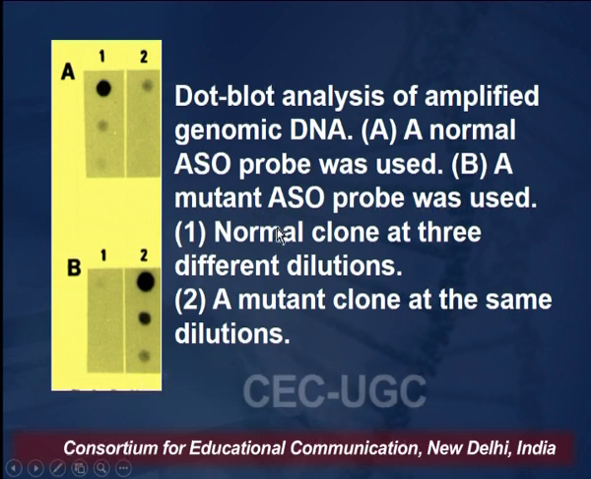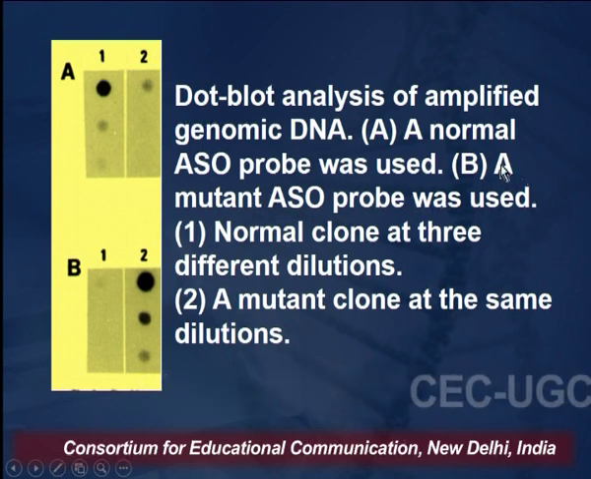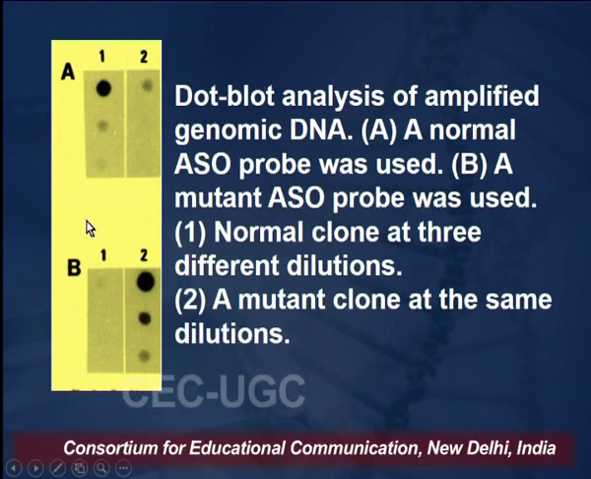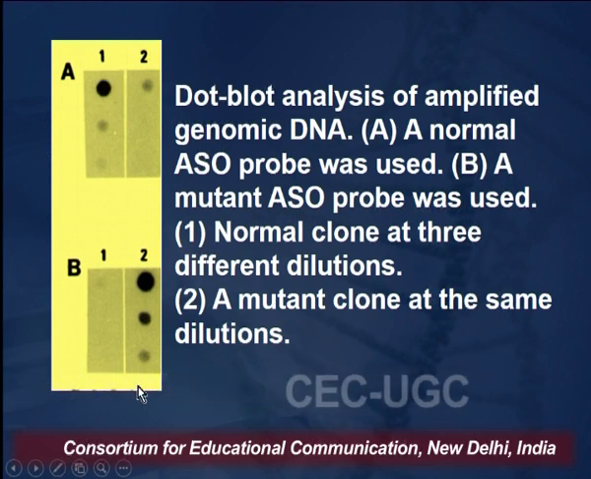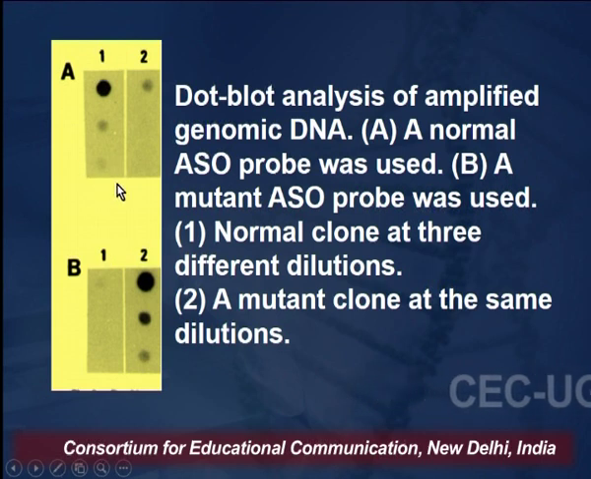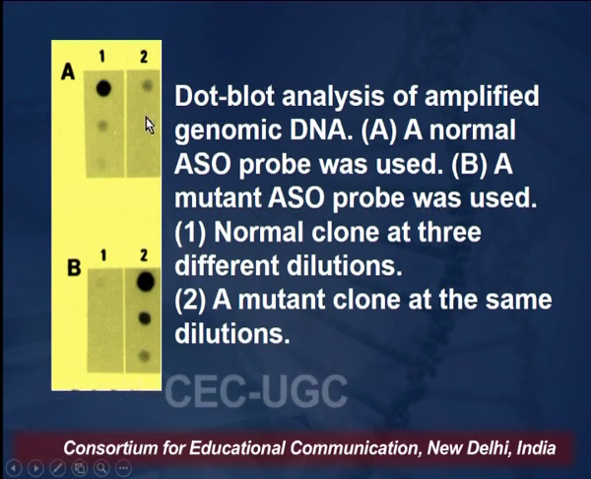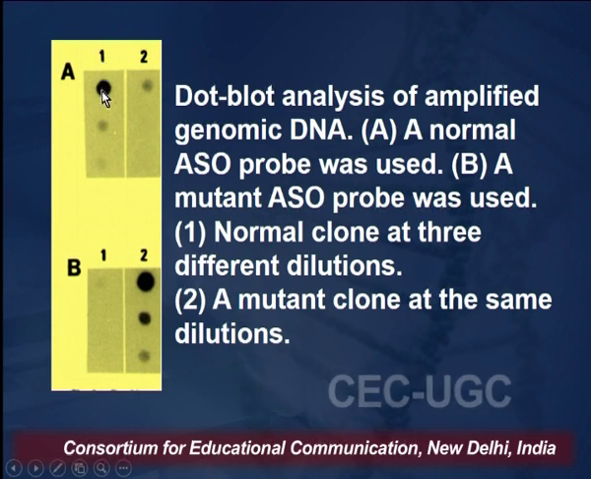Now, this is the dot blot analysis of amplified genomic DNA. The A1 is probed by a normal ASO probe, and the B1 is probed by a mutant probe. Please understand this very carefully: in figure A, there are 2 blots given, lane 1 and lane 2. Lane 1 is a normal clone and done at different dilutions.